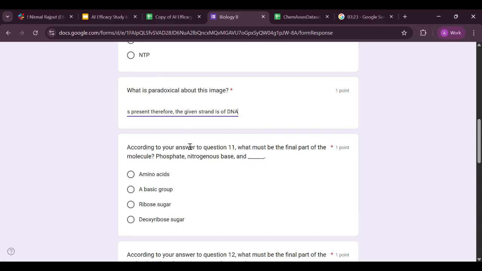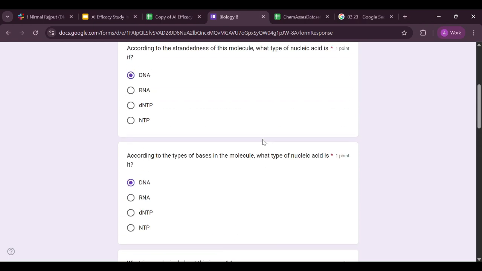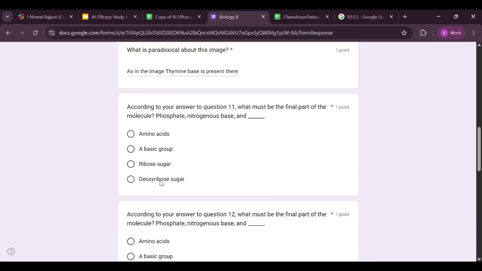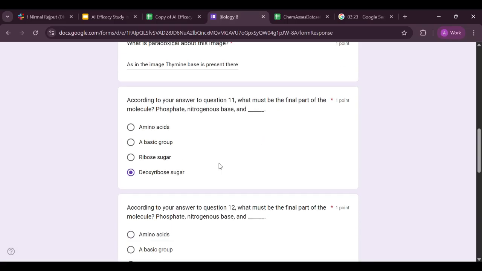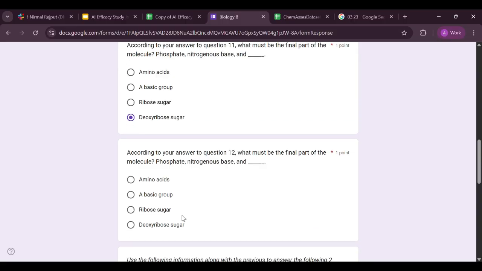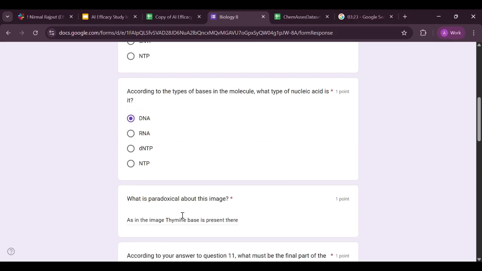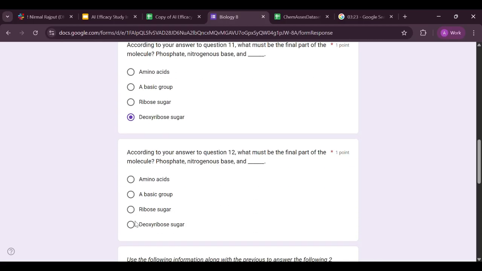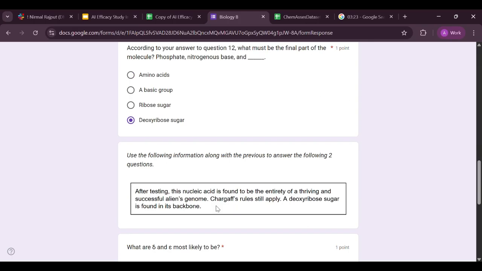According to your answer to question 11, what must be the final part of the molecule? Phosphate, nitrogenous base, and as I have selected DNA here, it will be deoxyribose sugar according to me. And according to your answer to question 12, what must be the final part of the molecule? Phosphate, nitrogenous base. Here I have also selected DNA, so again, according to me, it will be deoxyribose sugar. We will check whether it is correct in the future.